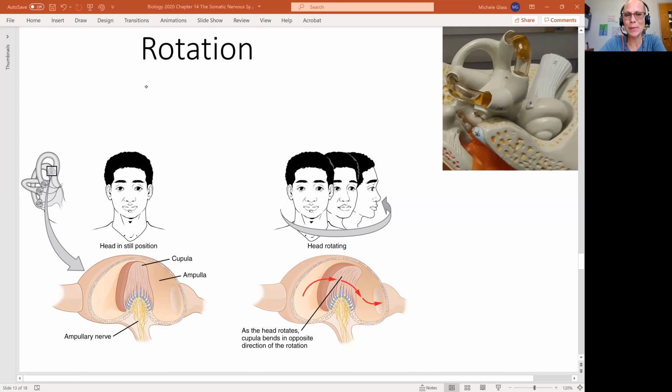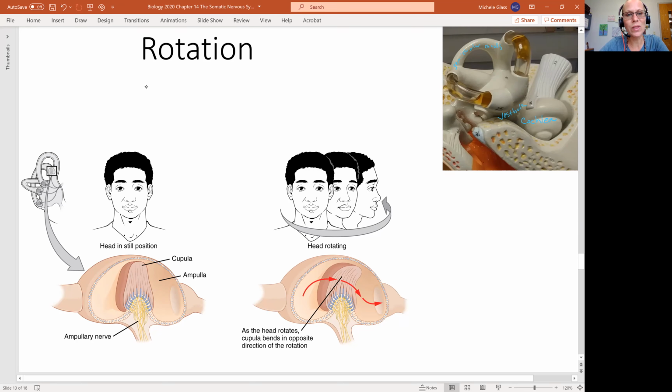The inner ear, remember, consists of three structures, right? So we have the cochlea, which looks a little bit like a snail shell. We have the vestibule, and then we have our semicircular canals. And remember, your semicircular canals are sticking up in three different directions.